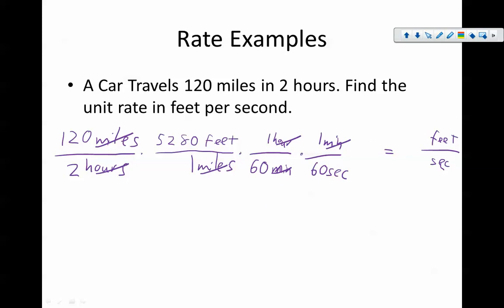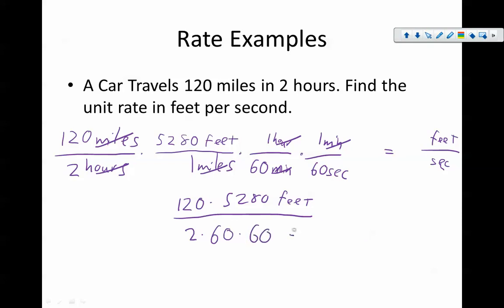So what I'm actually left with here is 120 times 5,280 feet over 2 times 60 times 60 seconds. There's a lot of math going on there. I have to multiply those together, and then multiply those together and divide them. But when you do that, you end up with 88 feet per second.